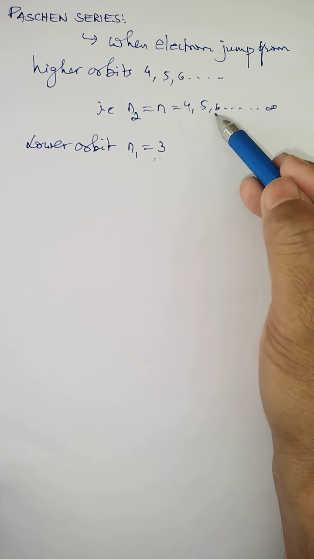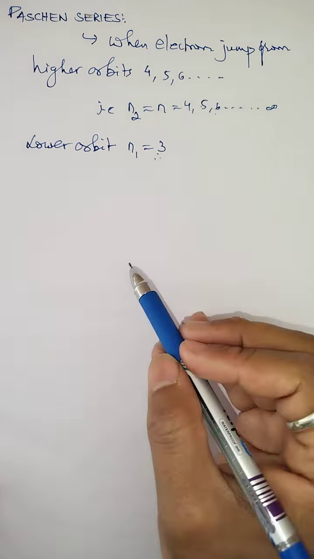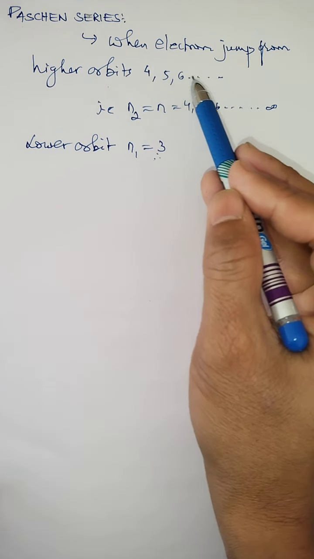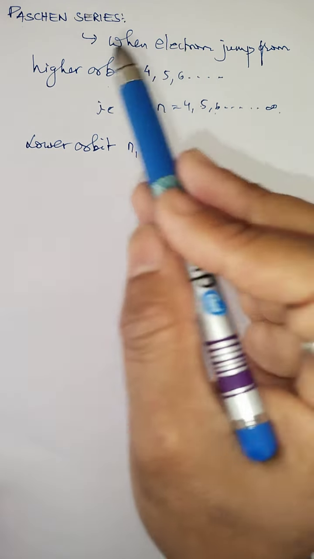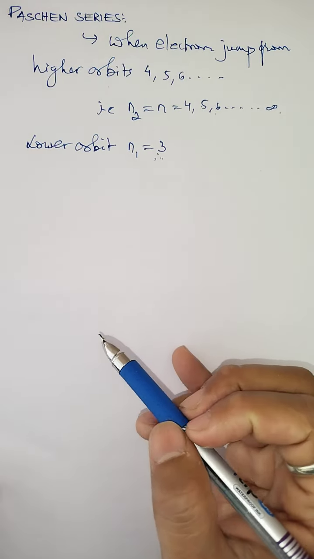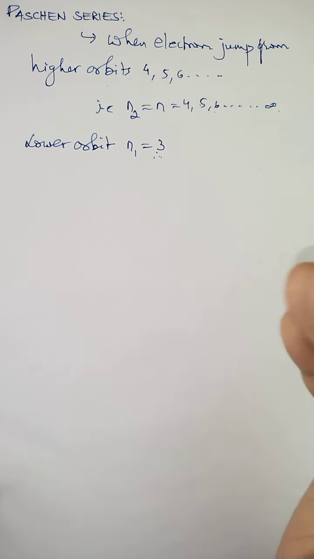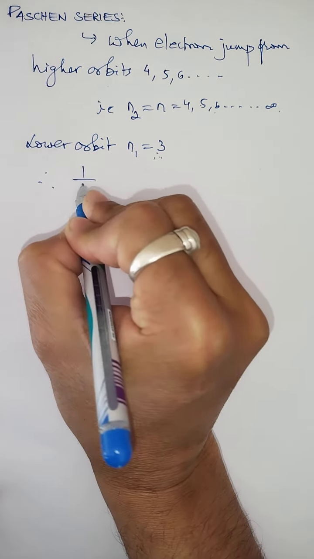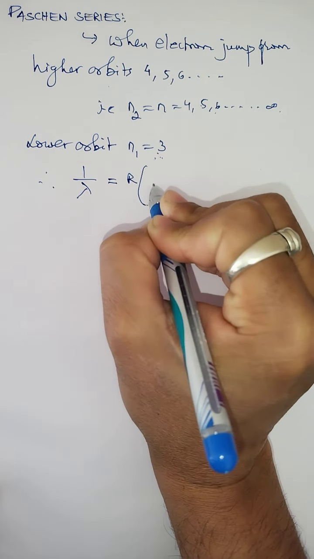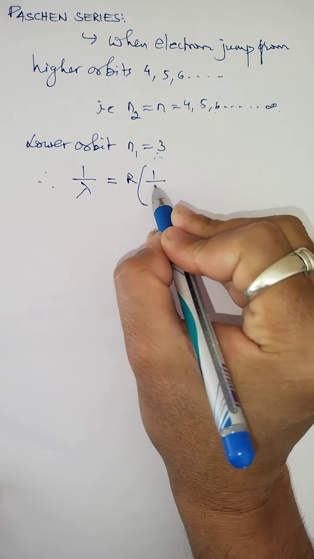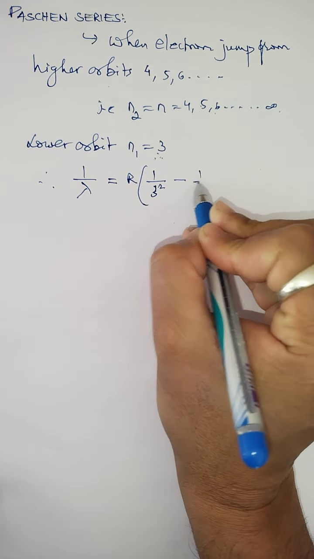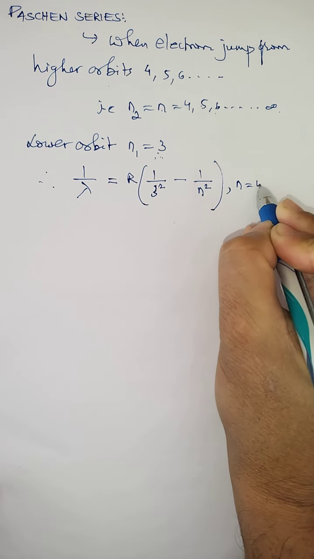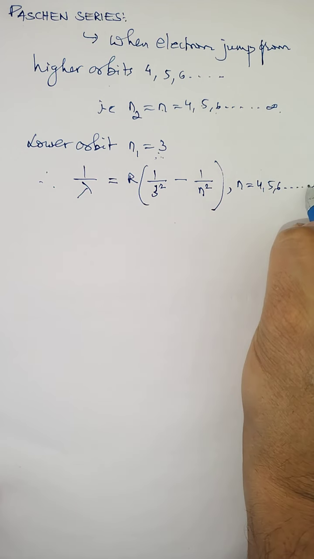5 to 3, Paschen series. 6 to 3, Paschen series. Infinite to 3 also Paschen series. So in Paschen series, children, remember this, the electron has to jump from a higher orbit like 4, 5, 6, 7, which can go up to infinity, to the lower orbit, which must be 3. With this we can write the relation that measures the wavelength of emitted radiation under Paschen series, and this is given by 1 by lambda equals R bracket 1 by 3 square minus 1 by n square, where n starts from 4, 5, 6 and goes on and on.